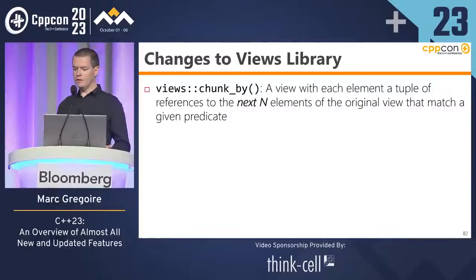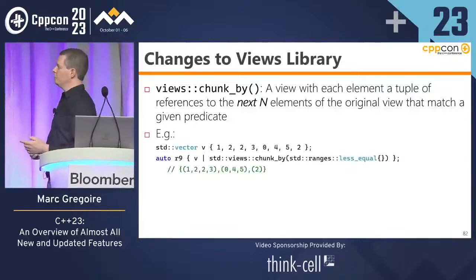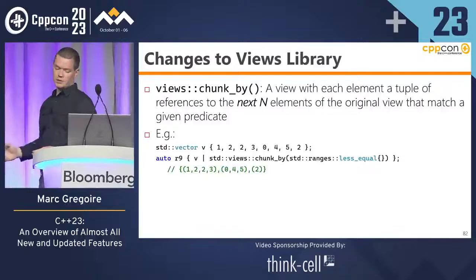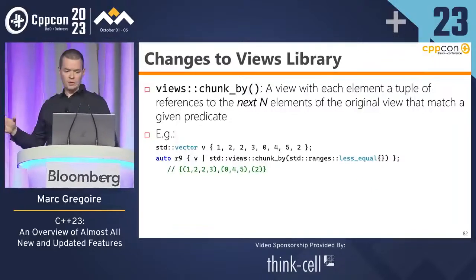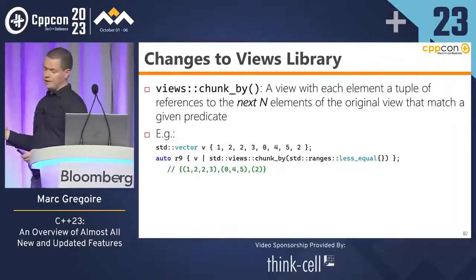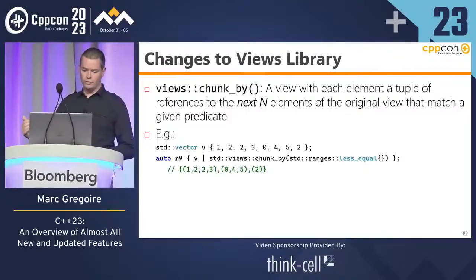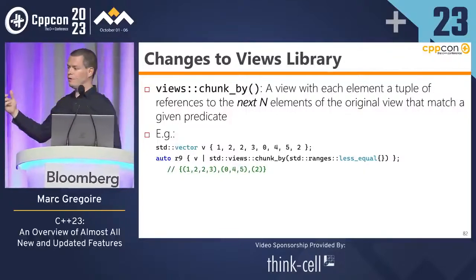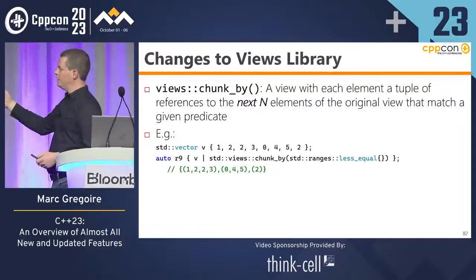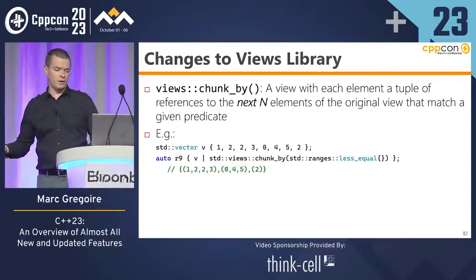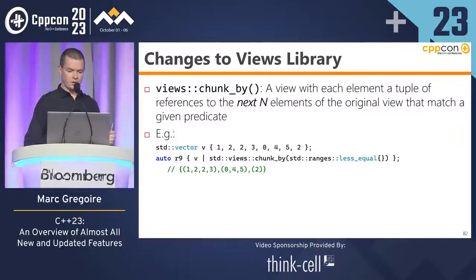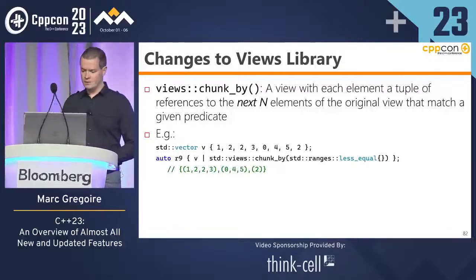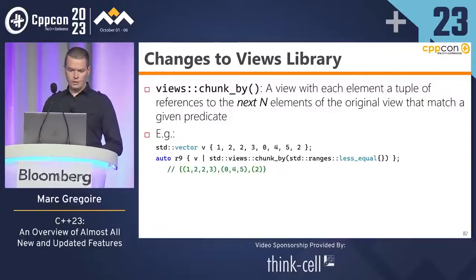Chunk by is similar to chunk, but you have a predicate to decide how to make your chunks. So if I have this vector, and I pass less equal as my predicate, then it will start creating the first tuple, and it will contain 1, 2, 2, 3, and then the next value in my vector is 0, which is less than or equal to my 3, so I'm creating a new tuple. And so your data in your vector is chunked by the predicate that you pass to chunk by.